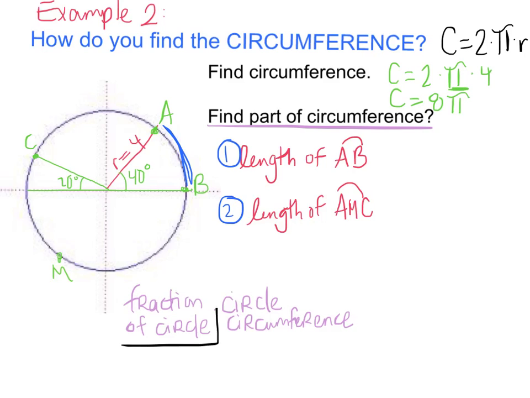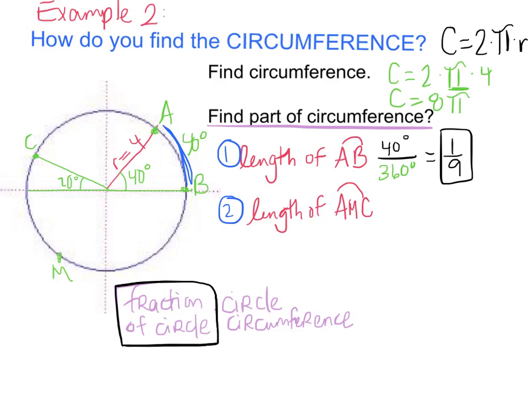First, we're going to find the fraction of the circle. So for the length of AB, first let's ask ourselves, how much is AB of the entire circle? AB represents 40 degrees of the entire circle. So that's 40 degrees out of the entire circle. How much is the degree measure of a whole circle? That's 360. So it represents 40 degrees out of 360, and that is 1/9. So that represents 1/9 of the circumference.